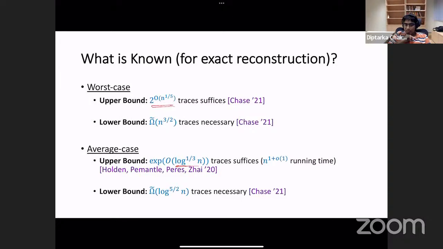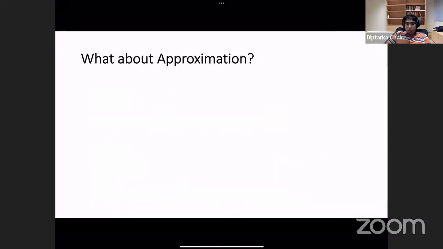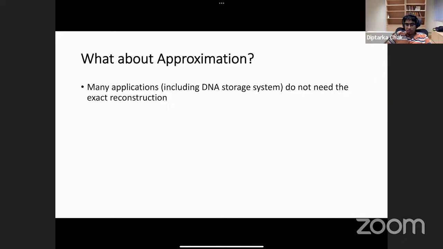And it is known that you need log^5(n)/2 traces to reconstruct them exactly. And again, you can see that there is a huge gap between the current upper and lower bound. Okay. But what about approximation? Because all of these are for exact trace reconstruction.